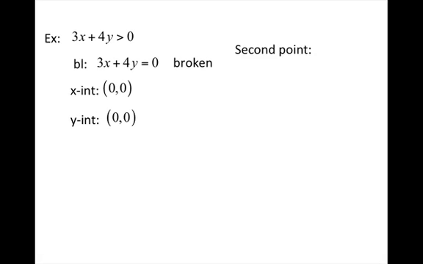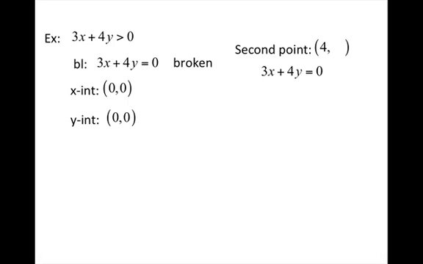So for my second point, let either x or y be any number. A trick that I use to avoid fractions is I let x be the coefficient for y. Since there's a 4 in front of the y, I'm going to plug a 4 in for x. And this will just help me to avoid having to graph fractions.